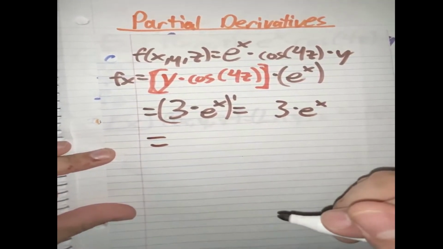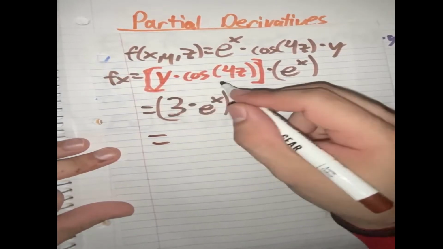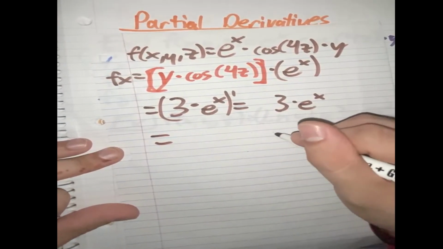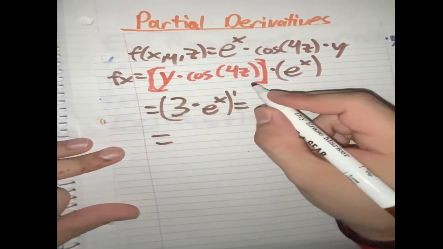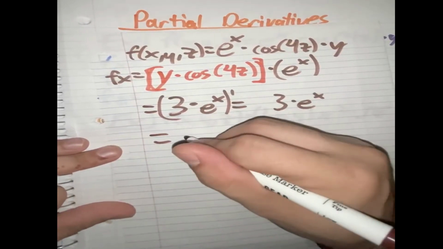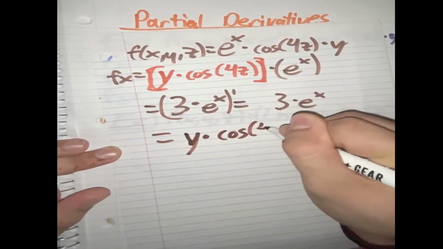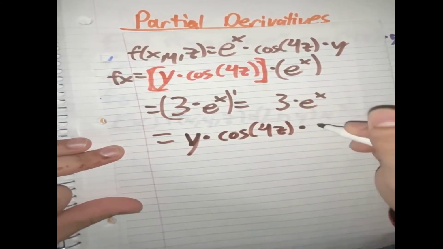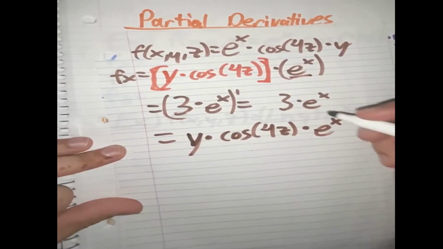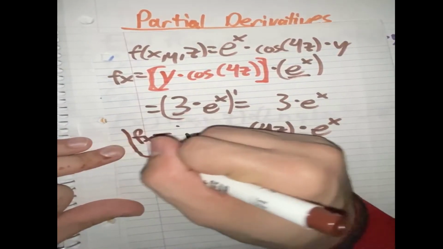So similarly, what's the derivative of this being multiplied by this? The derivative of e to the x is simply e to the x. But the derivative of the constant, it's not an addition, it's multiplication. The constant is included in the answer. So it's y times cosine of 4z times our x function. The derivative of e to the x is e to the x. So this is what is equal to our f of x.